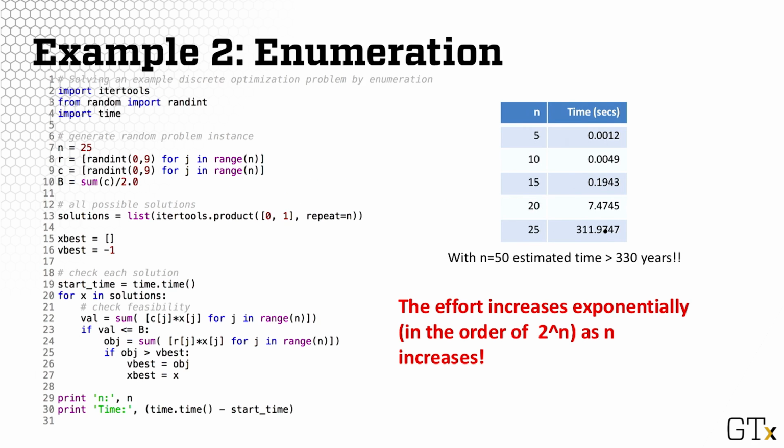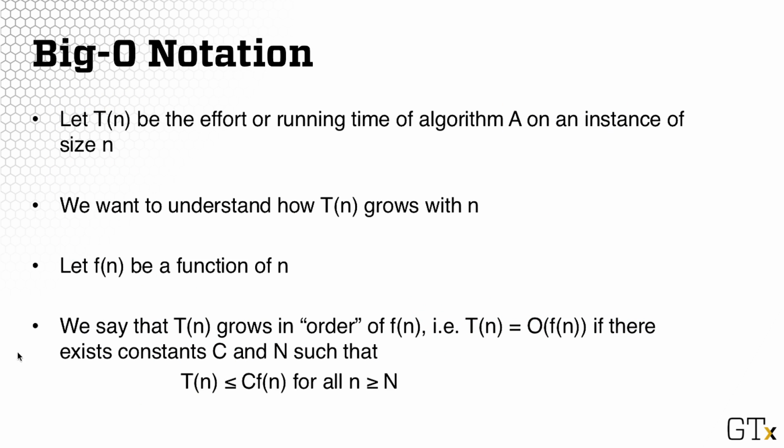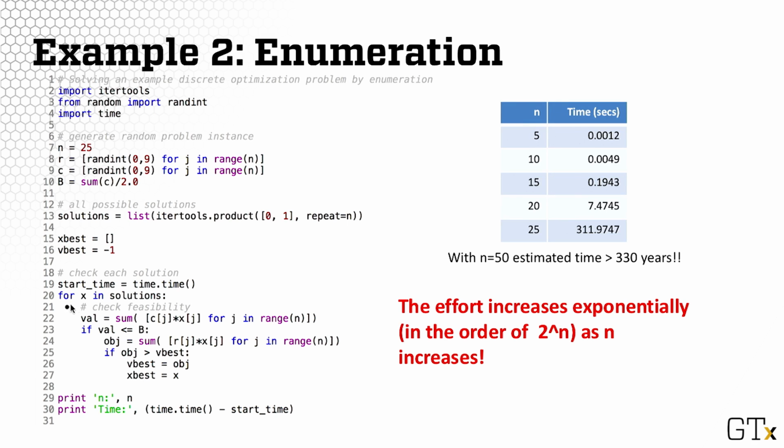Remember the example we saw in the previous lesson where we were enumerating the possible solutions to a project selection problem. We were going to run through all possible solutions of 0, 1 vectors of size n. Here's the loop that we ran through, where we checked all possible solutions. We checked the constraint, then we checked the objective function value and recorded the best one. So this is an enumeration algorithm for solving this problem.